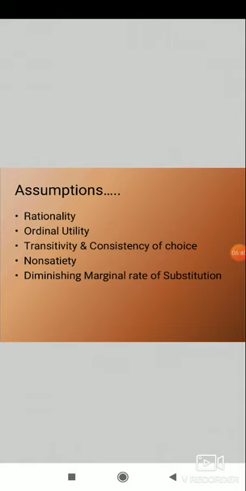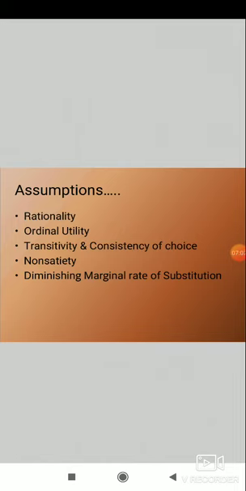The next assumption is non-satiety. It is also assumed that the consumer is not oversupplied with the goods in question and that he has not reached the point of saturation in the case of any commodity. Therefore, a consumer always prefers a larger quantity of all the goods.